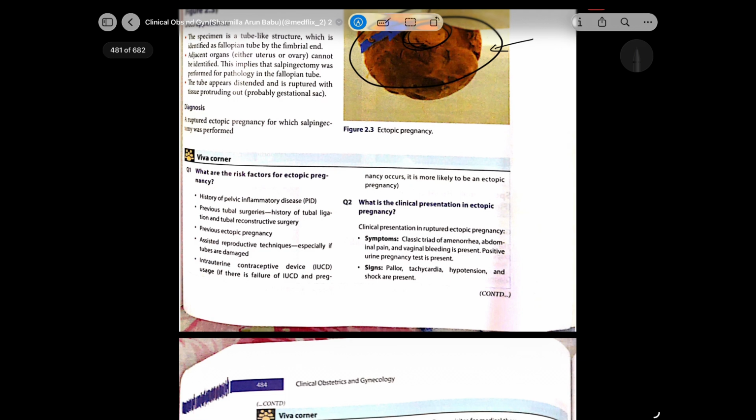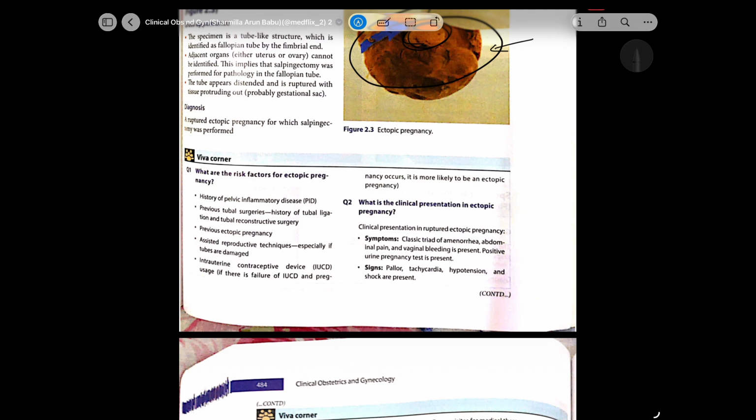Viva corner. What can the examiner ask you? Possible viva questions. What are the risk factors for ectopic pregnancy? History of pelvic inflammatory disease, previous tubal surgeries, history of tubal ligation and tubal reconstructive surgery, previous ectopic pregnancy, assisted reproductive techniques, especially if tubes are damaged, intrauterine contraceptive device (IUCD) usage. If there's failure of IUCD and pregnancy occurs, it's more likely to be an ectopic pregnancy.